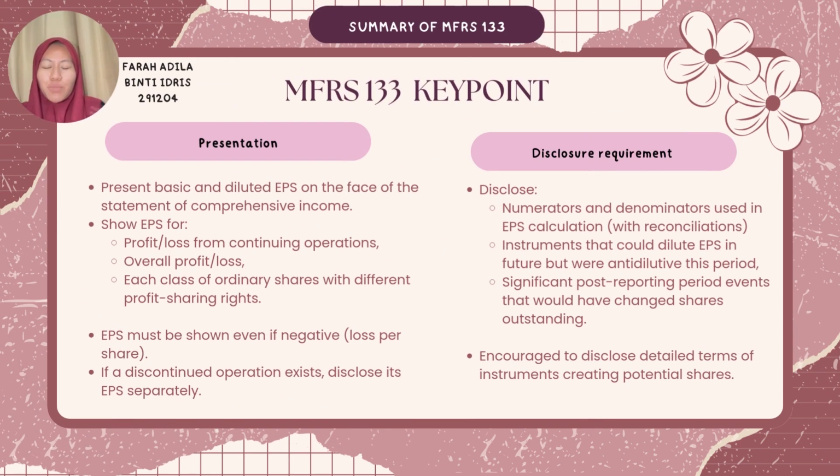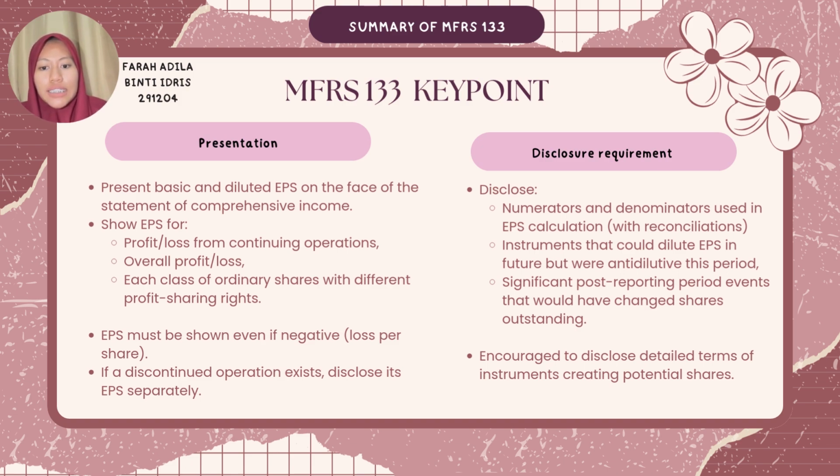Now, let's continue to more key points of MFRS 133. And the third one is presentation. The company must present both basic and diluted EPS directly on the statement of comprehensive income. They will need to show the EPS for three areas: profit or loss from continuing operations, overall profit or loss, and lastly each class of ordinary share with different profit sharing rights. Even if the EPS is negative, they must show it. If there are discontinued operations, their EPS must be disclosed separately.